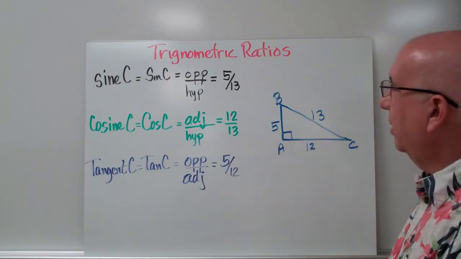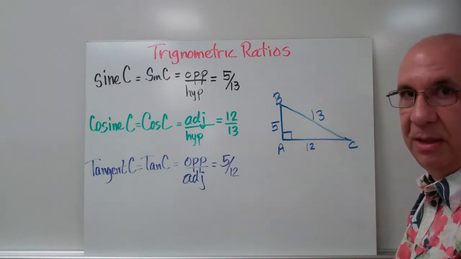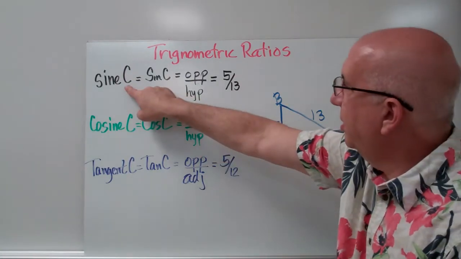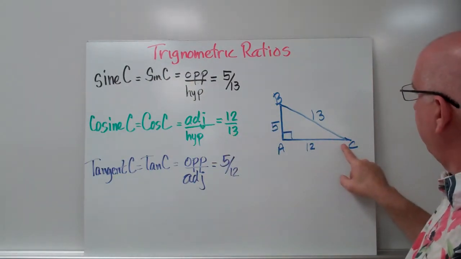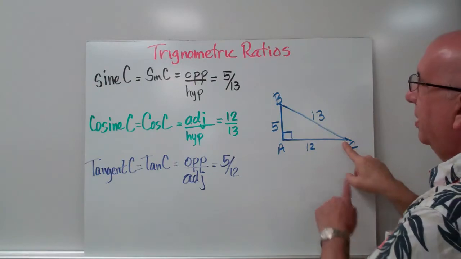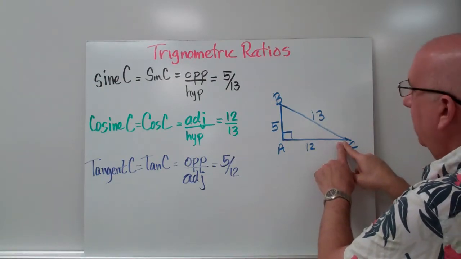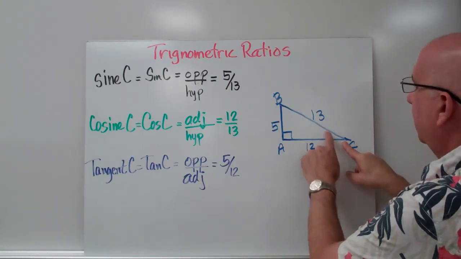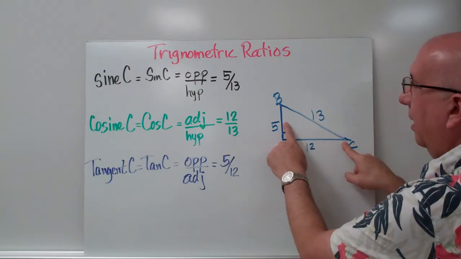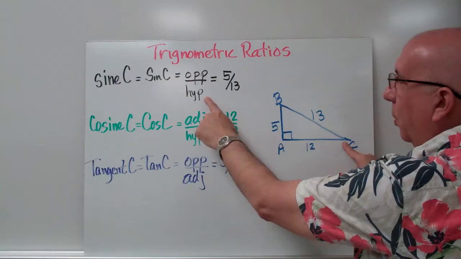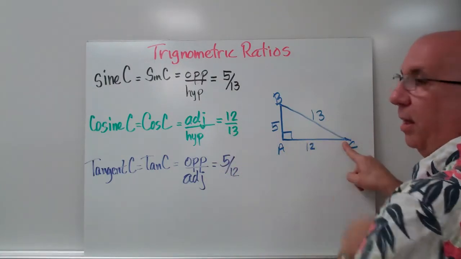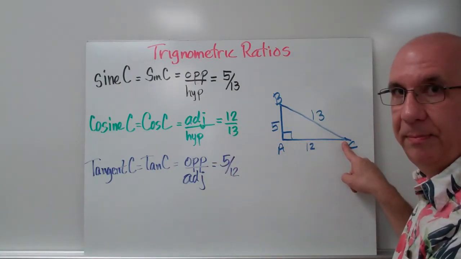The way you figure out what's going on is this. We're talking about angle C, the sine of angle C. If we touch angle C right here, we want the side that is opposite of this angle. The side that is opposite of this angle is right here. That's 5. It goes on top. And it's over the hypotenuse, and the hypotenuse is 13.